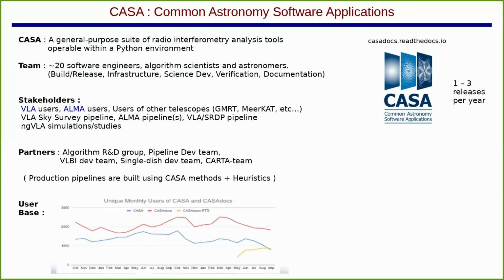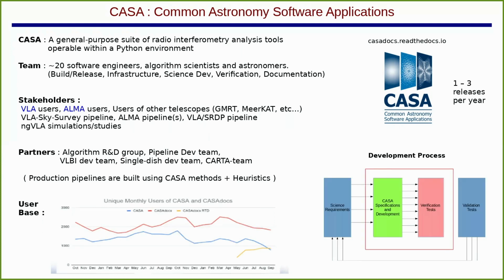You can get a feel for the size of our user base from this plot of the number of unique monthly users of the software obtained by telemetry measurements. We follow a pretty standard development process involving requirements, specifications, verification, and validation. And the parts in the red box here are what the core team is responsible for, and we interact with the science application folks on either side of the process.